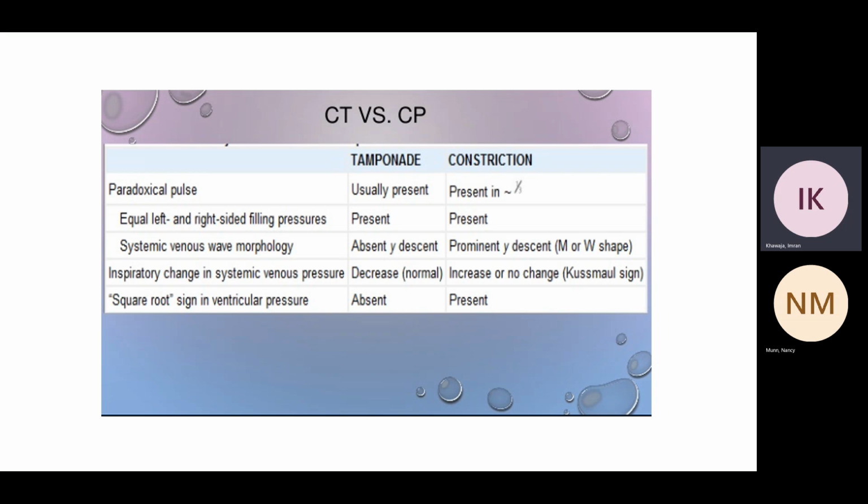The paradoxical pulse, you see it with tamponade, but not with constriction. Equalization of pressures, you see it in both, of course. The wave morphology: the Y descent is absent in tamponade, it's exaggerated or prominent in constriction. This is the Kussmaul sign: the inspiratory change in systemic pressure is increased with constriction, decreased here. And then the example of the square wave or the square root sign, the dip and plateau is there with constriction, but not with tamponade.